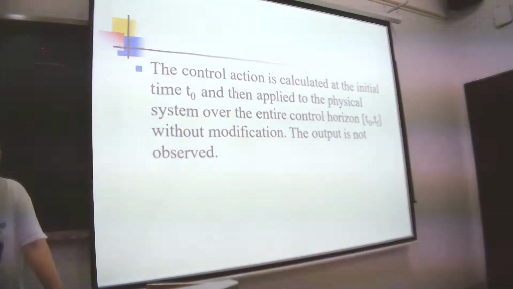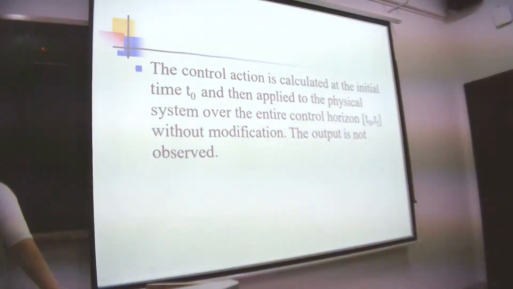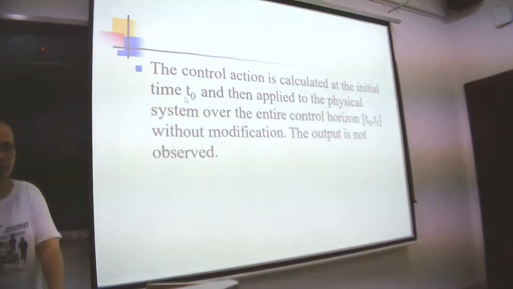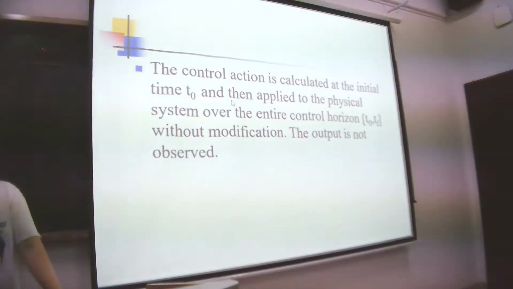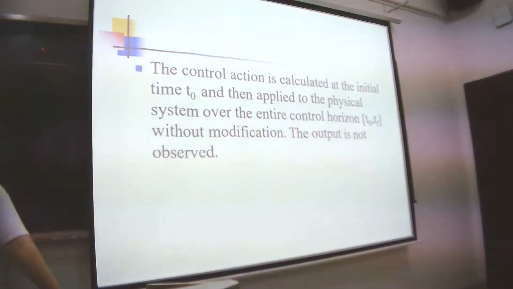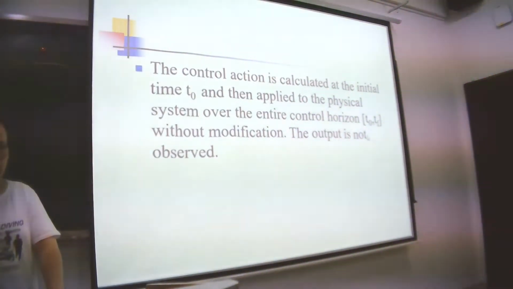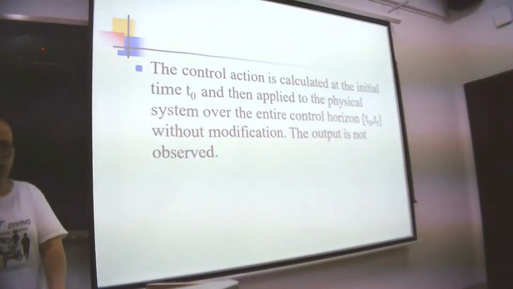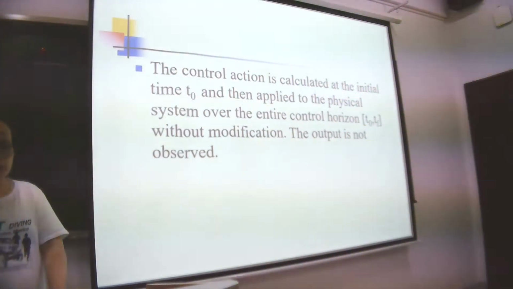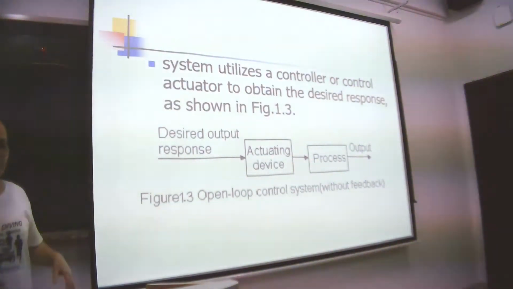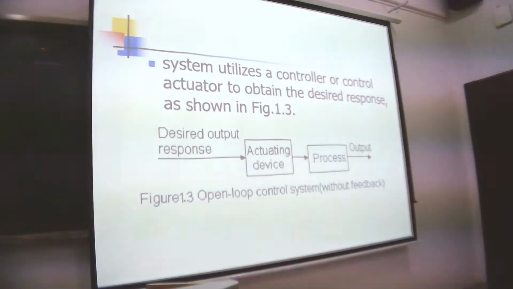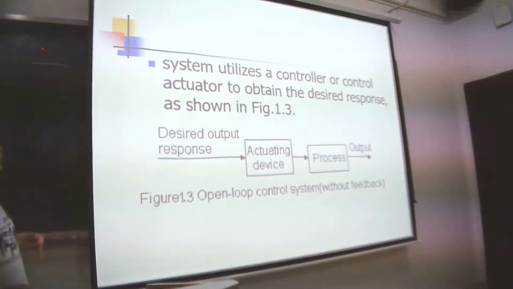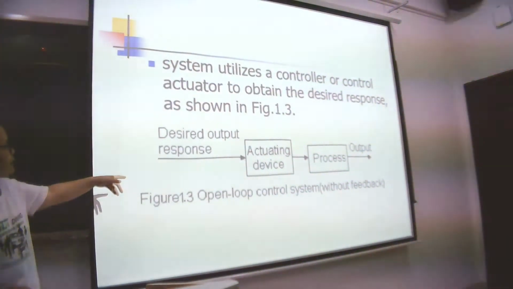Now, the control action is calculated at the initial time t0, and then applied to the physical system over the entire control horizon without modification. The output is not updated for this control system. The system uses a controller or control actuator to obtain the desired response, as shown in this figure.